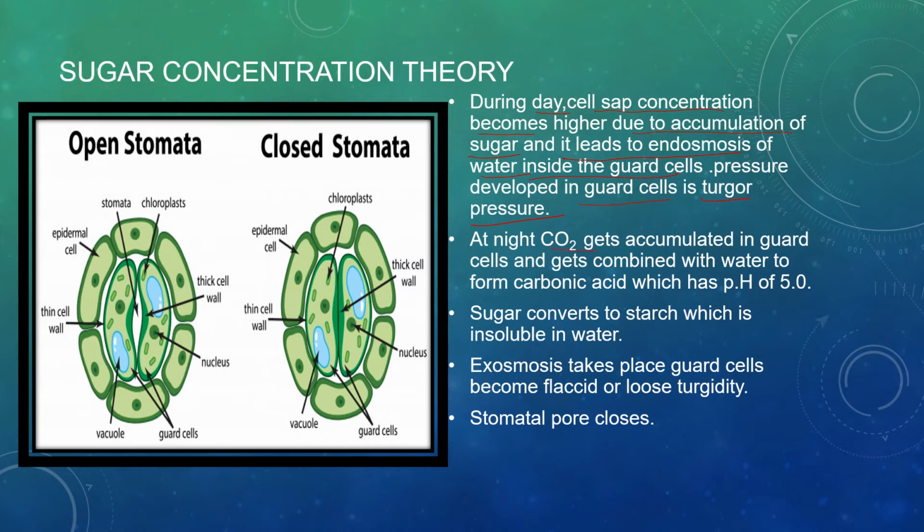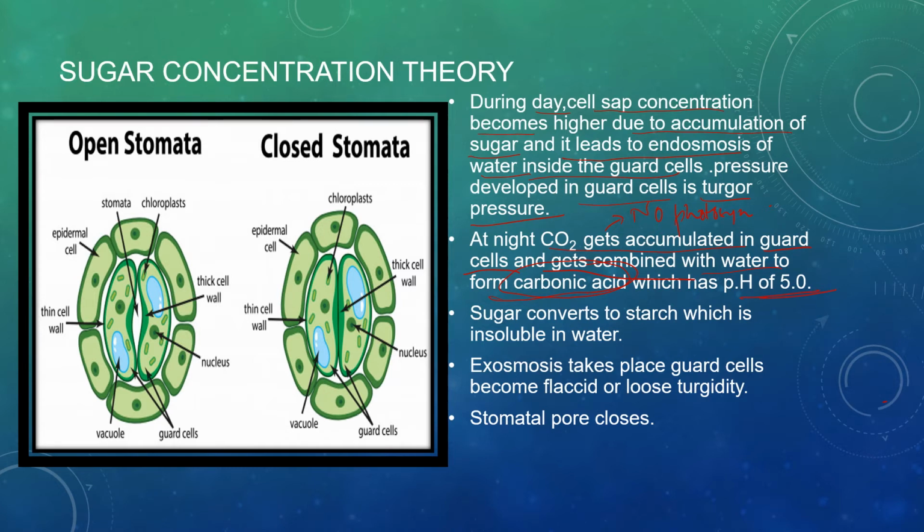So carbon dioxide gets accumulated in the guard cell. Carbon dioxide is not being used, as no photosynthesis is happening at night. So in the guard cells, the carbon dioxide is getting accumulated and it is combining with the water of the guard cells to form carbonic acid. So this is formed inside the guard cells, and the pH becomes 5.0.